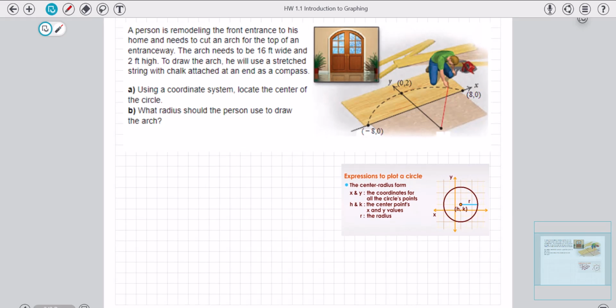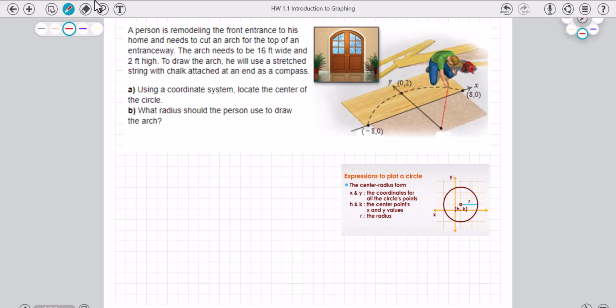To draw the arc, he will use a stretch string and chalk attached to an end of a compass. I realize people don't use compasses anymore. What's a compass look like? Y'all remember them in school? They had those little points on them. All right. Okay. So yeah, being a little silly, but trying to just figure this thing out.